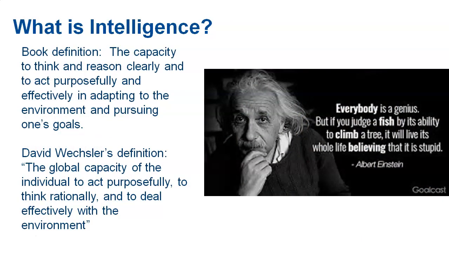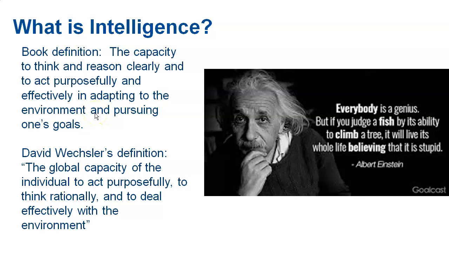Next thing is intelligence. So understanding what intelligence is, how we define intelligence, and while there's many different ways, for the sake of class, we're going to use the book definition. So it is the capacity to think and reason clearly and to act purposefully and effectively in adapting to the environment and pursuing one's goal.